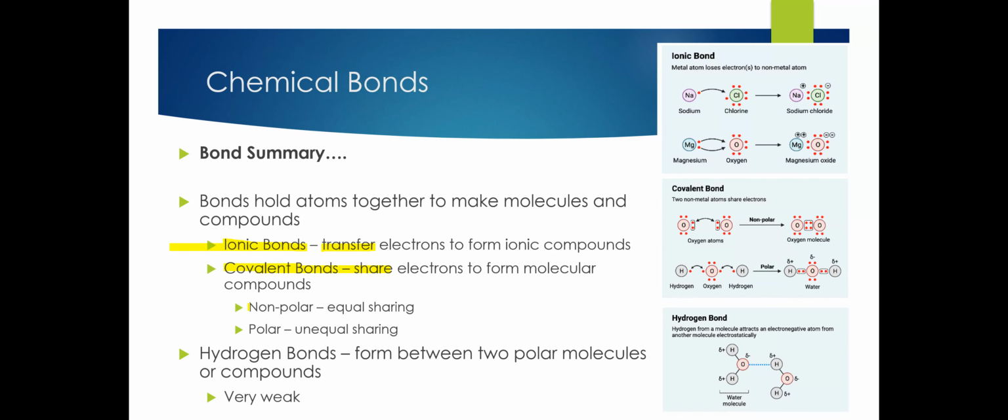If the sharing is equal, we get nonpolar molecules that don't have partial charges. If the sharing is unequal, we get polar molecules that do have partial charges. And if we get attractions between those polar molecules, we get hydrogen bonds, which are a weak attraction between those weak regions of a polar molecule. And so these are bonds that form between molecules and compounds that are very weak.